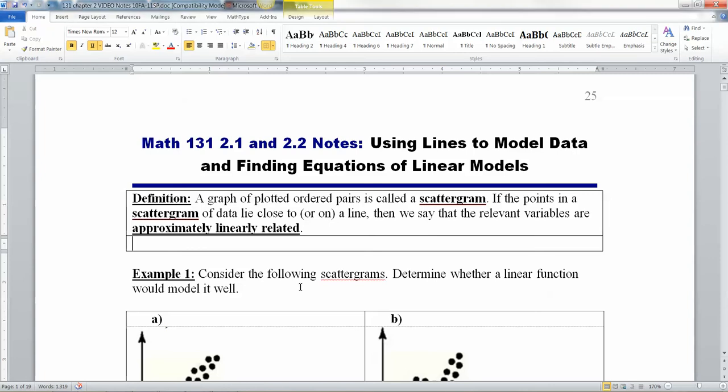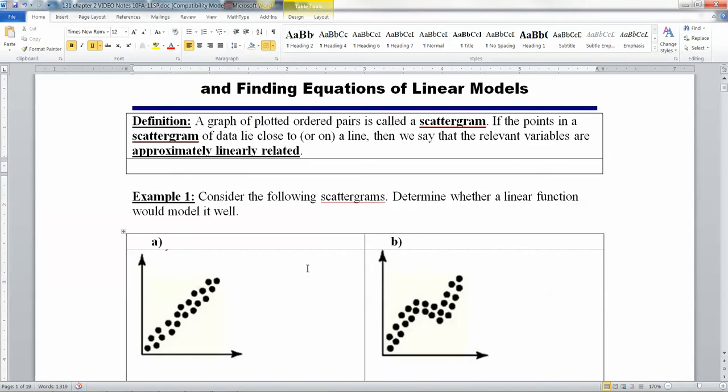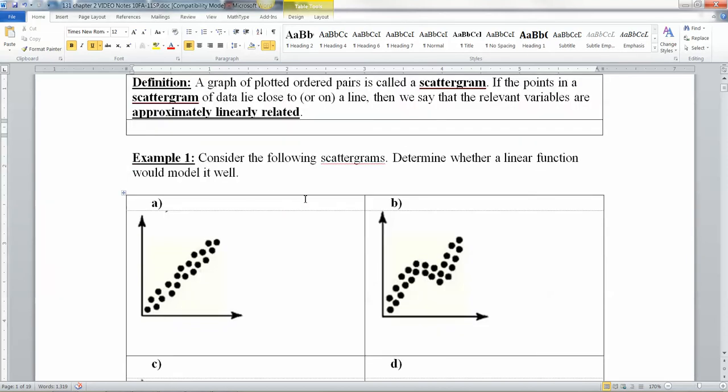So first thing I want to talk about is a scattergram. Now a scattergram, sometimes called a scatter plot, same thing. It's a plot, like an x and a y axis and such, with a whole bunch of points put on there. So a whole bunch of ordered pairs. That's a scatter plot. That's it. There's no lines, there's nothing.